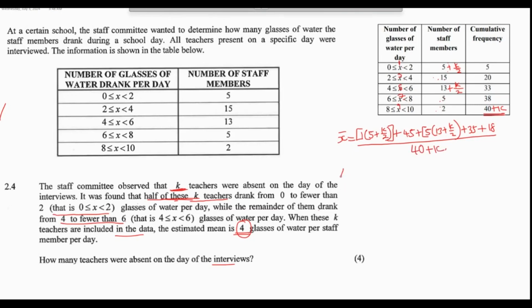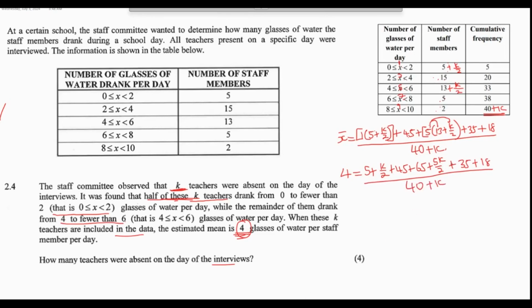Our mean is 4. We're given that the mean is 4, which is equal to, let's distribute 1 here, it doesn't change anything, it's 5 plus K over 2. And then plus 45 plus, let's distribute 5 here, it's going to be 65 plus 5K over 2. And then plus 35 plus 18. All this over 40 plus K.